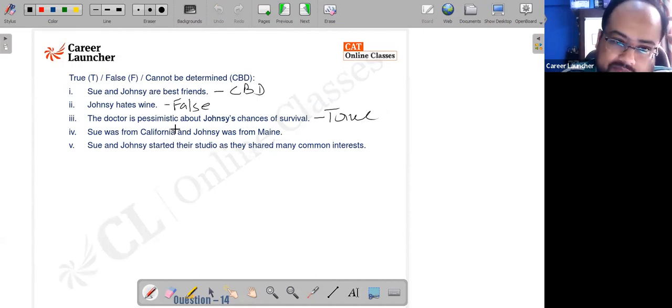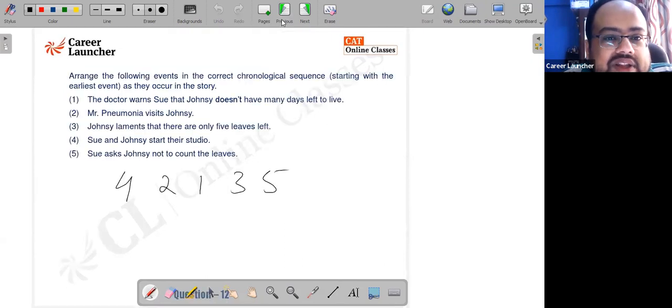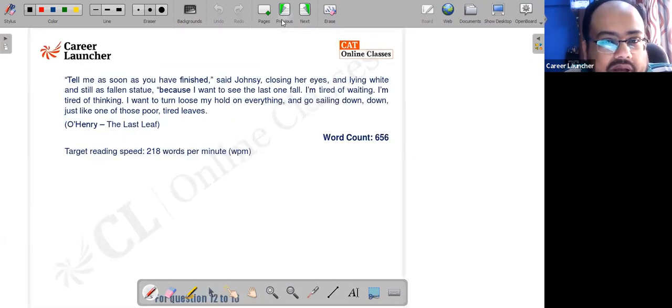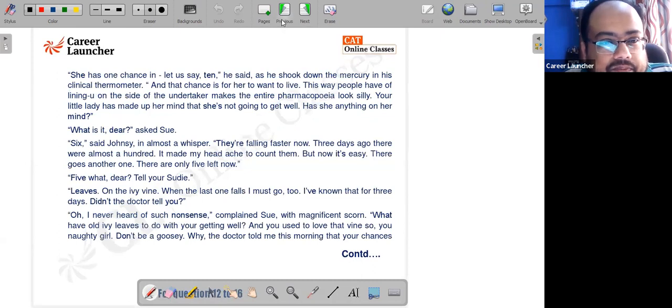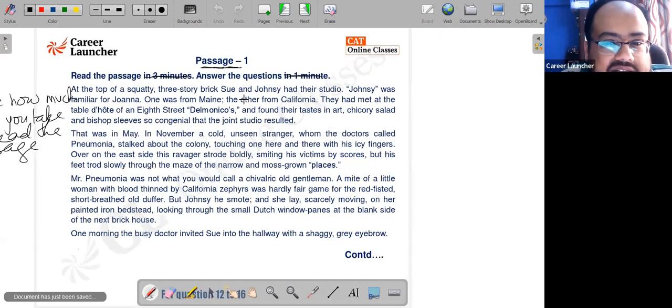Now, the fourth one. This is an interesting one. Please understand this fourth one. Some of you got it right, some of you got it wrong. The fourth one says Sue was from California and John C was from Maine. Let's see what the passage says. The passage says there were two people, Sue and John C. One was from Maine, the other was from California.